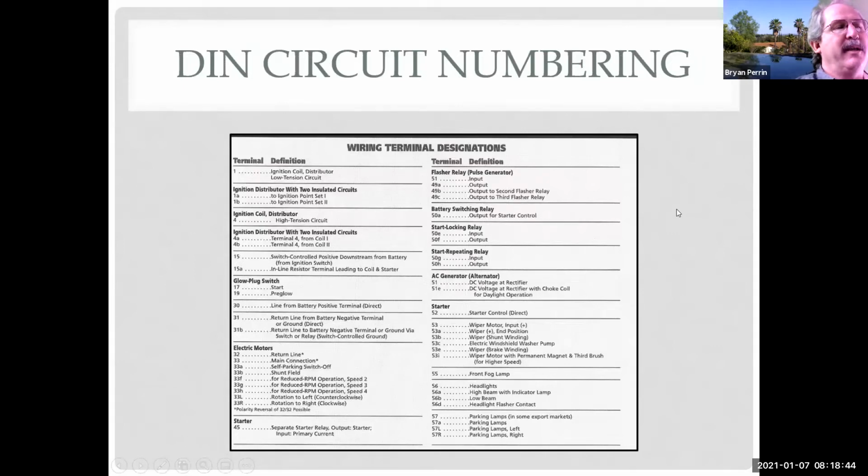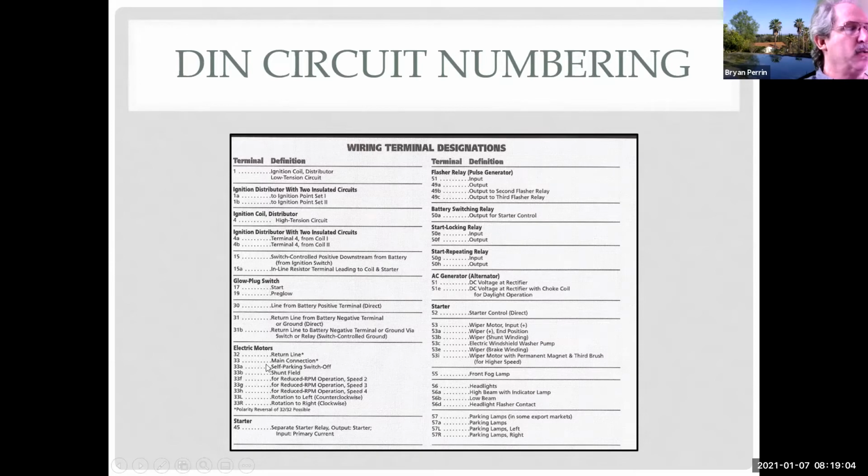So one of the questions that came up yesterday was, is there any rhyme or reason to circuit numbering? And I said on domestics, there's not. On European vehicles, and this is just part of DIN, this isn't the whole thing, I just put 1 page in here. You can see there is some standardization.